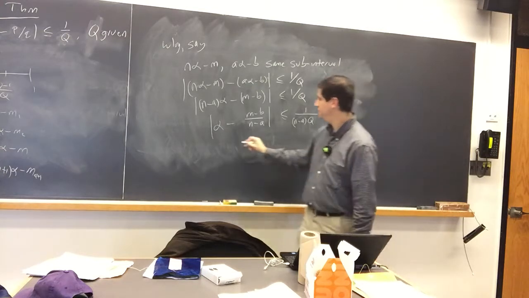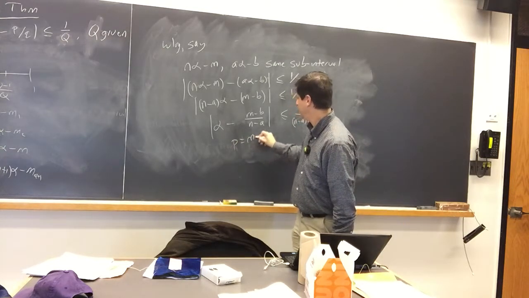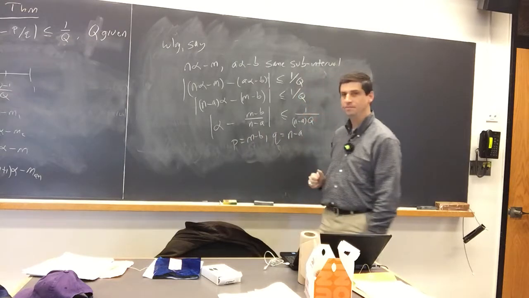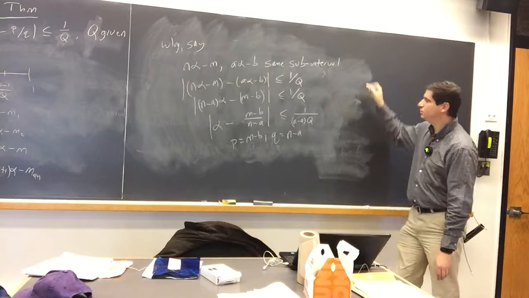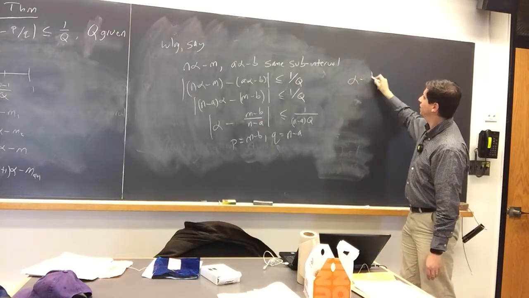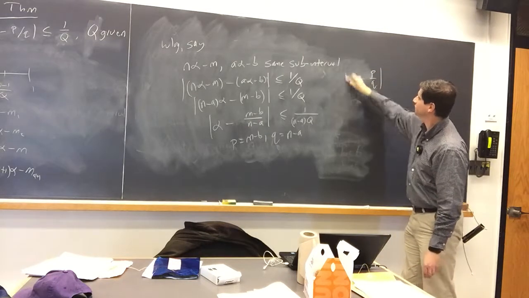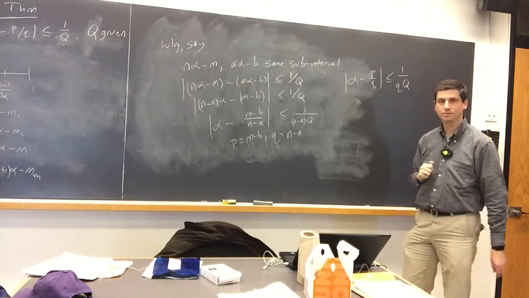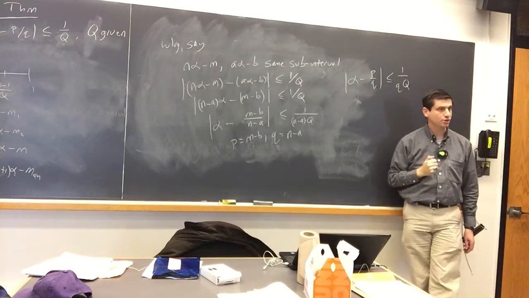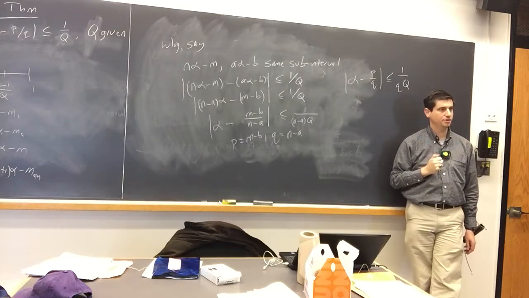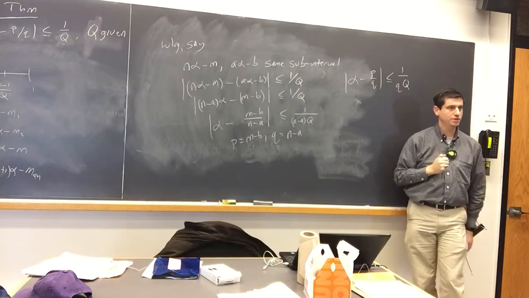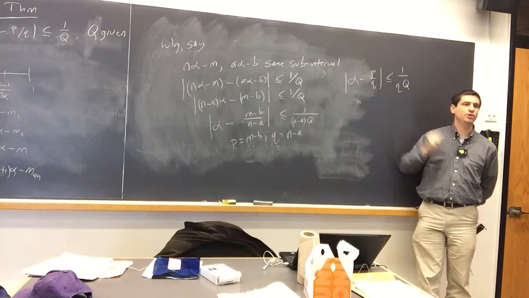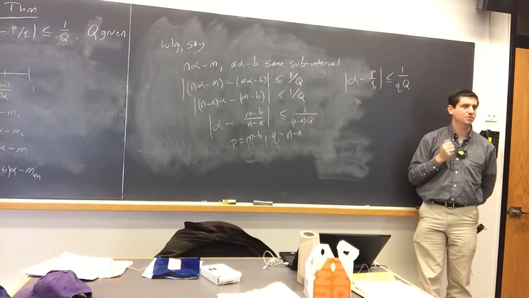So let P be m minus b, let Q be n minus a, and what we've seen is we now get alpha minus P over Q is less than or equal to 1 over Q. That's pretty close to what we wanted. The only difference is we wanted little q squared. We have a little q and a big Q. Is this a problem?